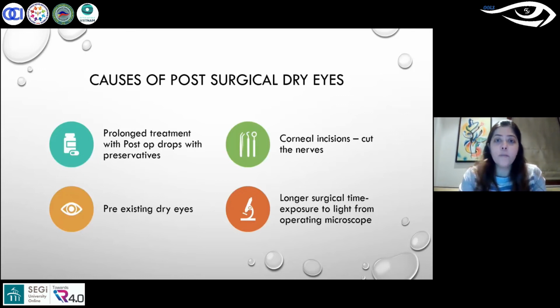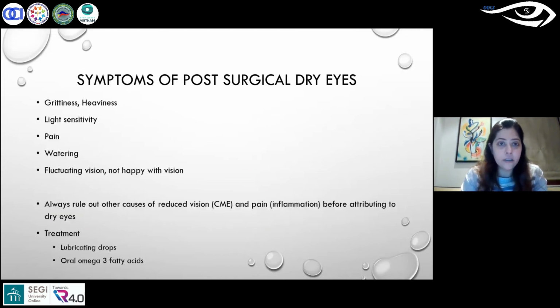What are the causes of post-surgical dry eyes? Prolonged treatment with drops which have preservatives. Sometimes patients might need steroid drops for a longer time. Corneal incision, as I said, because we end up cutting the nerves. Patient might have a pre-existing dry eye, or sometimes a longer surgical time where there is more exposure to the light from the operating microscope. Sometimes it could be neither of these. It's a routine treatment, the surgical time has been normal, but the patient still develops dry eyes. So it is important to keep that in mind, diagnose it and treat it accordingly.